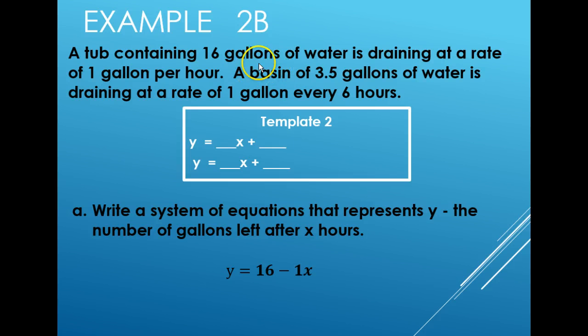The next item is a basin. It starts with 3.5 gallons, and it loses a gallon every 6 hours. So we're going to make that a 1/6. This is the system of equations representing this situation. We just aren't adding the slope or the rate. We're subtracting it because it's draining.